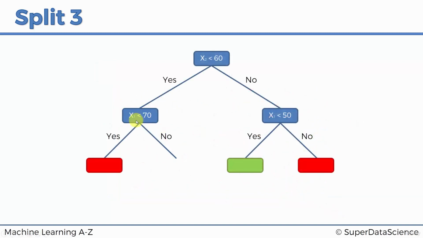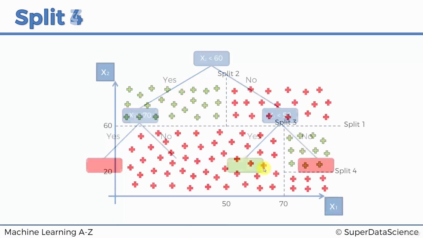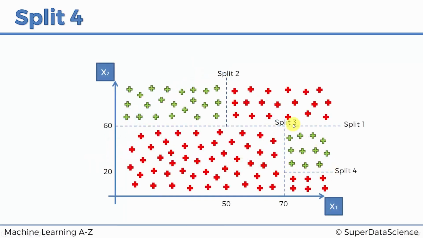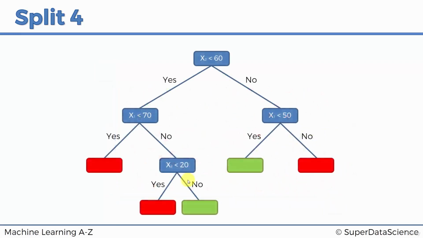So below 70, then it's red. No, we've got to do another split, split 4. If it's above 20, then it's green. If it's below 20, then it's red. If it's above 20, then it's green, so that's a no. If it's below, then it's a yes.